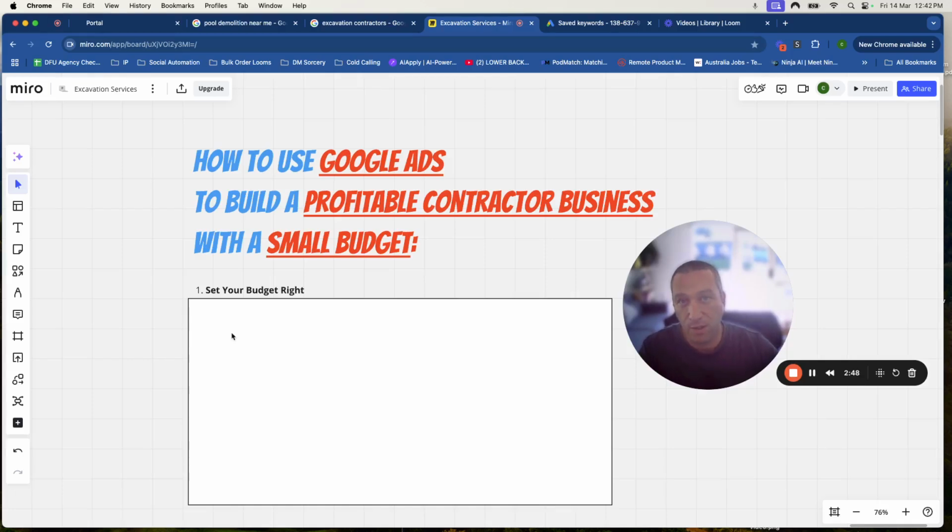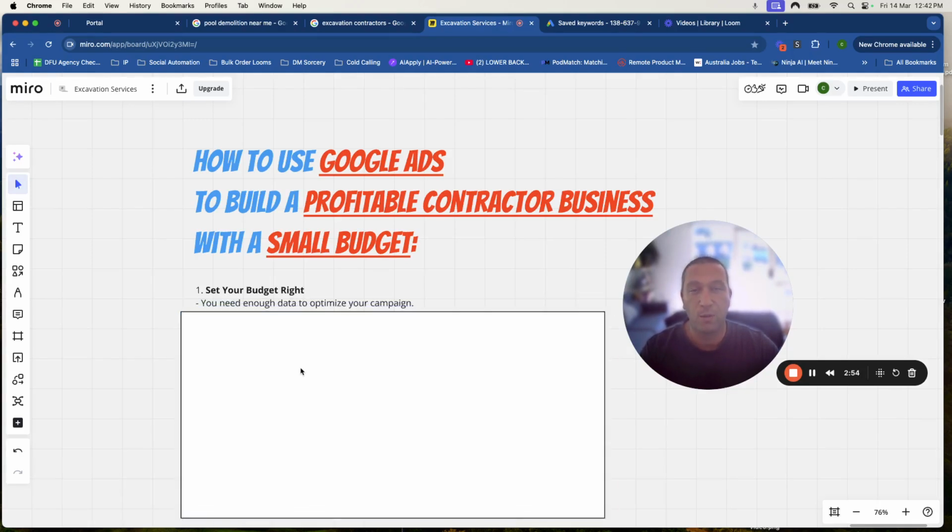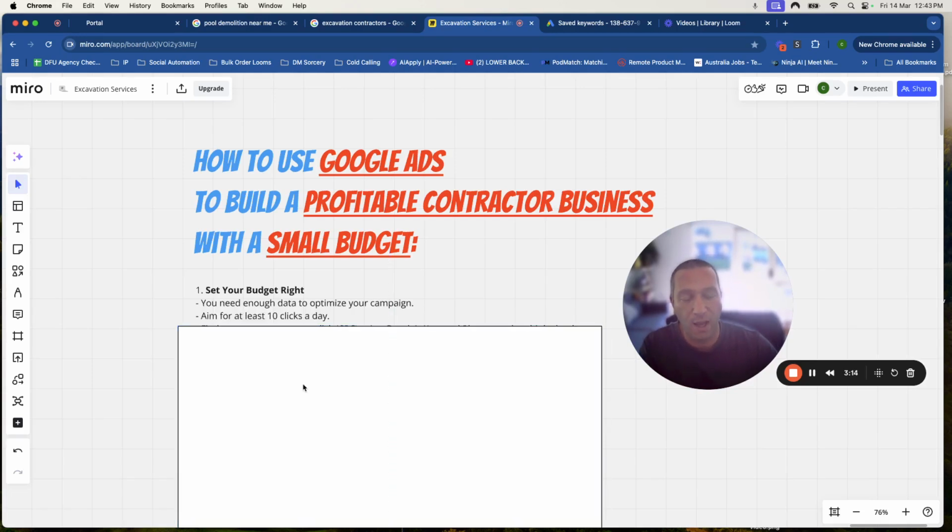First thing you've got to do is set your budget right on your Google Ads. If you've got a smaller budget, budget's going to be the most important thing for you. If you run Google Ads and you're looking to spend, say, $1 a day or $2 a day, that's just not going to be enough. You need to have enough data, so enough clicks. You've got to pay for enough clicks so that the Google algorithm can start to learn about your ads and learn about your business. So you want to have, at the very, very least, 10 clicks a day.